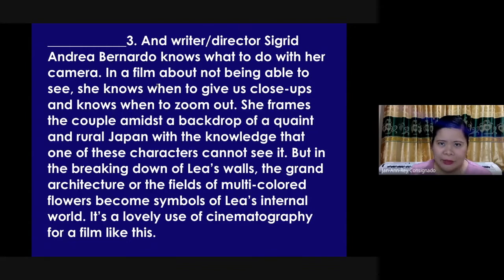Number 3. And writer-director Sigrid Andrea Bernardo knows what to do with her camera. In a film about not being able to see, she knows when to give us close-ups and knows when to zoom out. She frames the couple amidst a backdrop of a quaint and rural Japan, with the knowledge that one of these characters cannot see it. But in the breaking down of Leia's walls, the grand architecture or the fields of multicolored flowers become symbols of Leia's internal world. It's a lovely use of cinematography for a film like this.